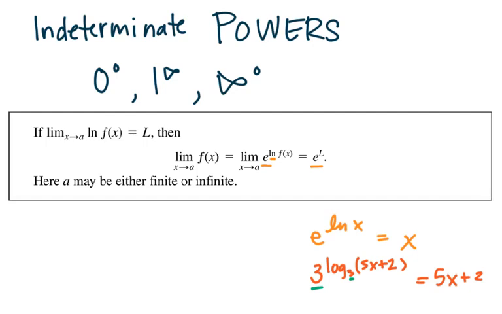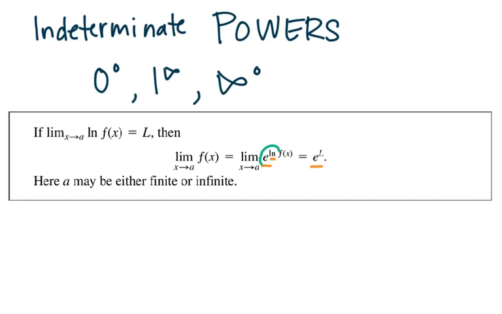All right, so thinking about that property, here we've got e to the ln. Those are inverse operations. They cancel each other out. So we really didn't change anything. We're still taking the limit of the function.